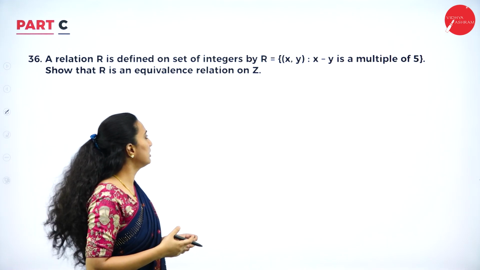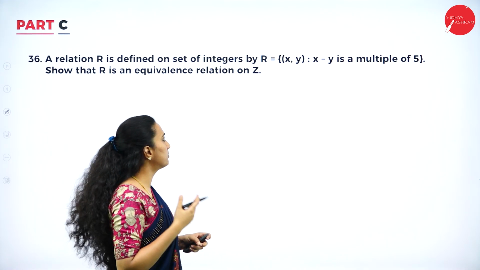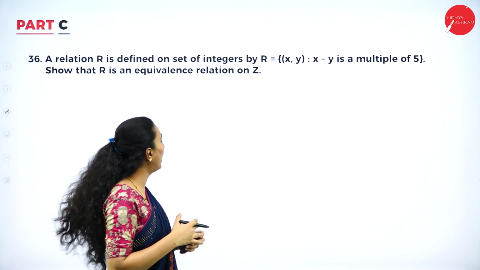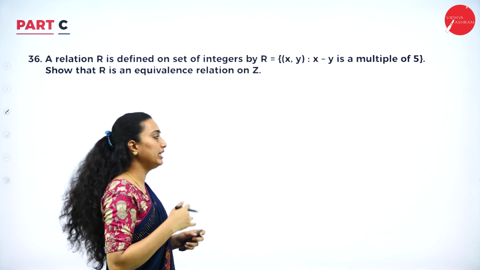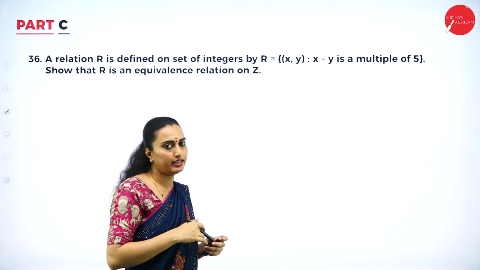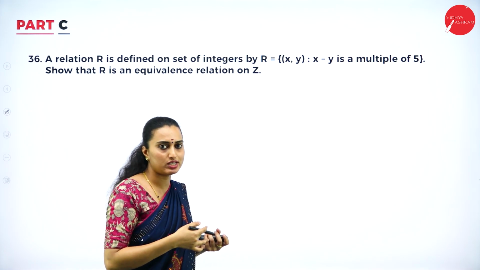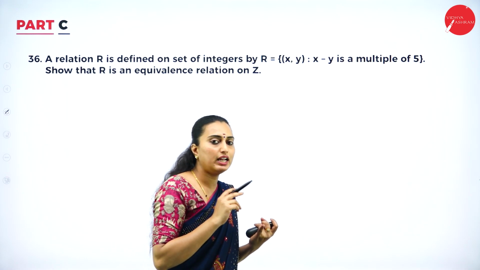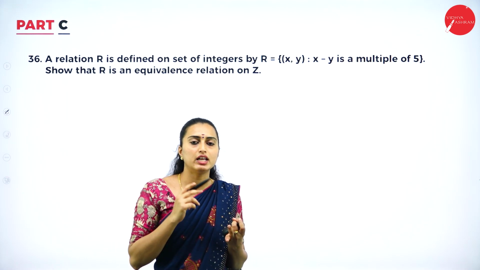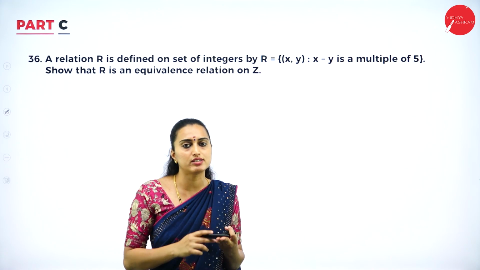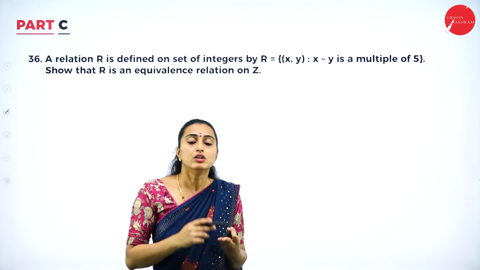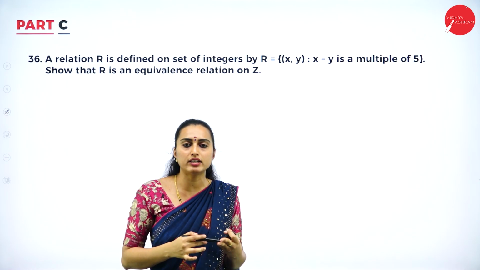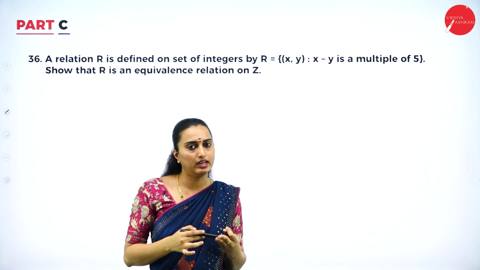A relation R is defined on the set of integers by R is equal to (x, y), where x minus y is a multiple of 5. Show that R is an equivalence relation on Z. Z is nothing but integers. So here you need to show that the relation is reflexive, the relation is symmetric and the relation is transitive. If you show that all three are satisfied, then altogether it satisfies the equivalence relation.